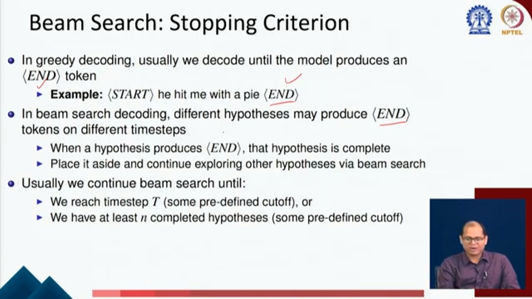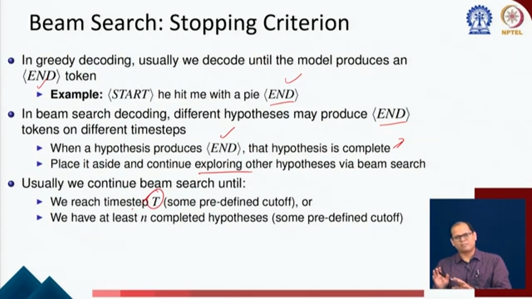So whenever I have got an EOS, that hypothesis is complete. What we will do is place it aside because we cannot generate next from here, and we continue exploring other hypotheses by beam search, right. Usually, we will continue this search until either we have reached some time step, say I will not go beyond time step 10, whatever I have completed is fine, or we have at least n completed hypotheses. That may be some predefined cutoff. So, any of these I can do to stop my beam search.